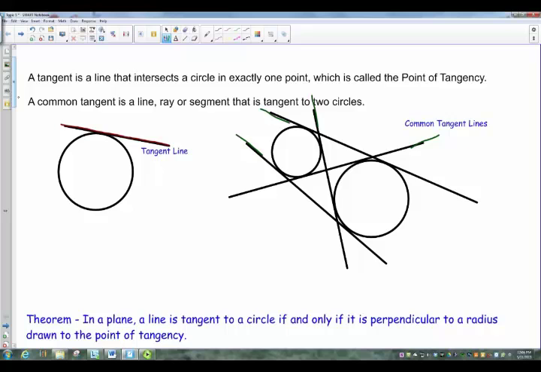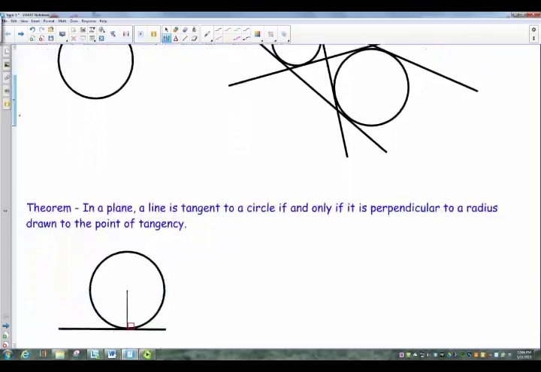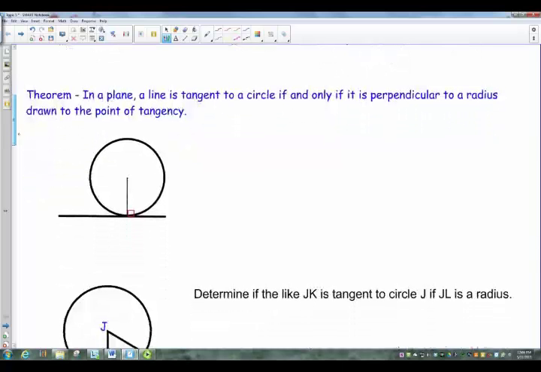Okay, and there's a bunch of different ways, your assignment is going to, one of the things may ask you to draw these tangent lines or a common tangent line for a couple circles, and that's exactly what you're going to do. You're just going to try and draw the line that intersects both circles one time.